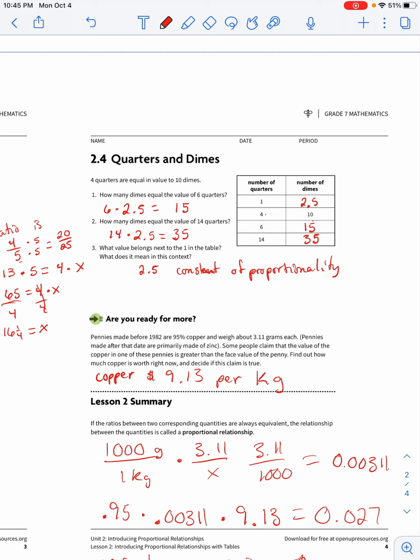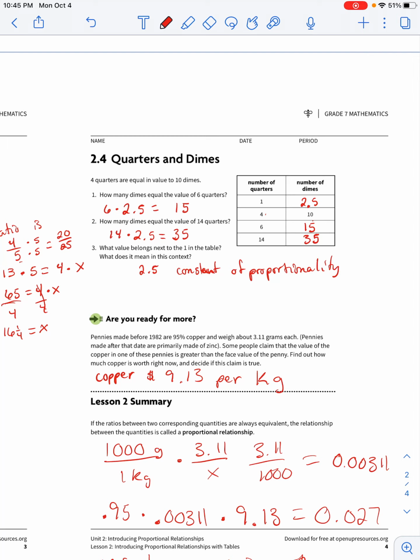Okay, and this can all go back to what 1 quarter is equal to, and that would be 25 cents. So that's going to be equal to 2.5 dimes, right? Because 2 dimes is 20 cents, and then half of a dime would be 5, so that gives us 25. So that also gives us our constant of proportionality. This is the number that we multiply the number of quarters we have by to find the number of dimes.